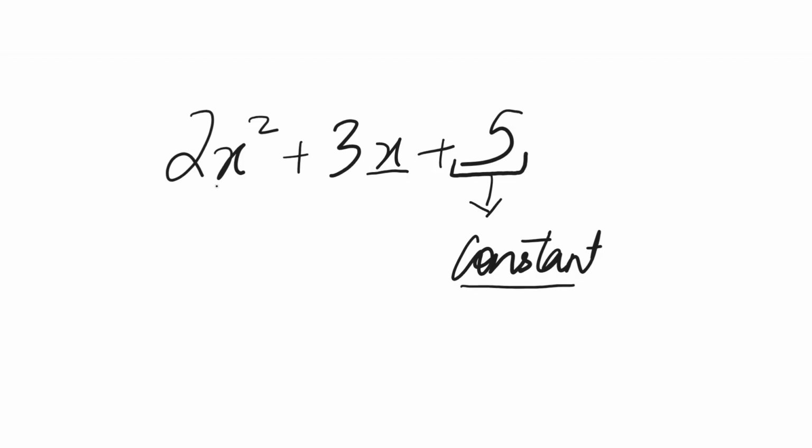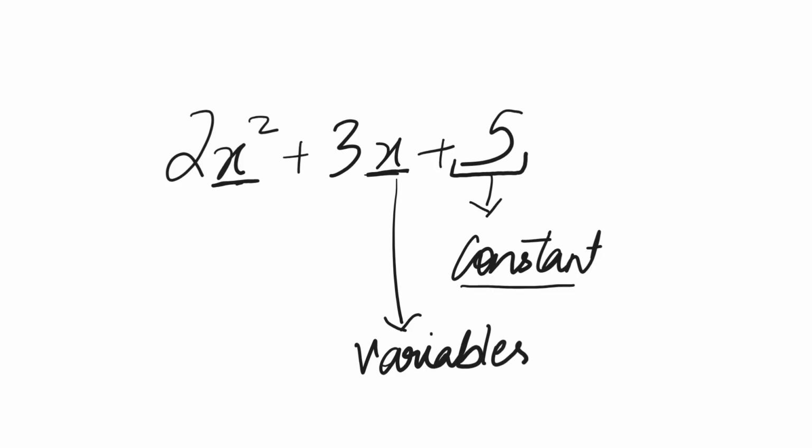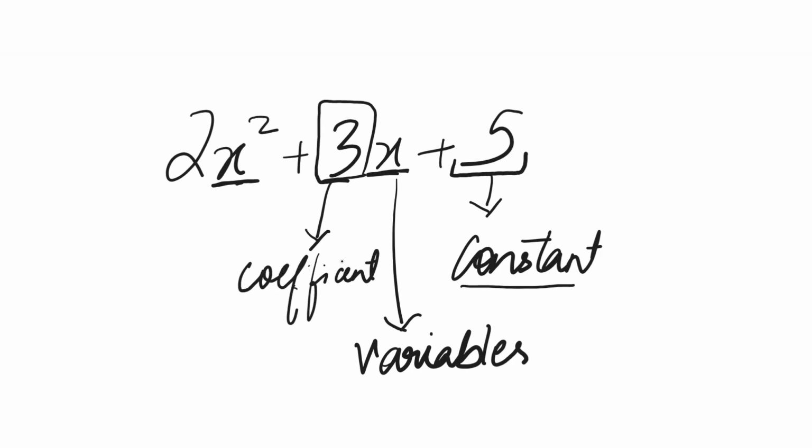Now, these alphabets are called variables. What are variables? They are values that can change. They vary. So any number which is next to the variable has a special name given to it. It's called the coefficient. Now, the coefficient of x square is 2.